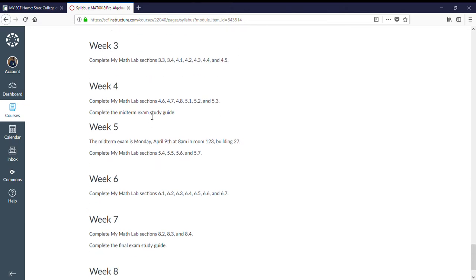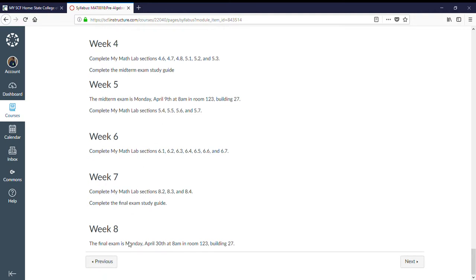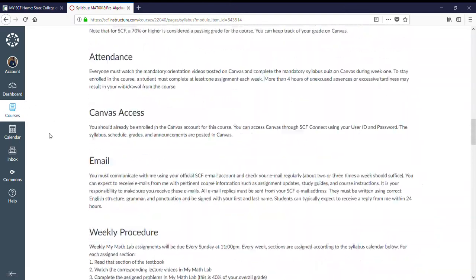The weekly schedule breaks down which sections you have to do in MyMathLab, and there's also some study guides that I made for the midterm and the final exam. You can complete those. Those aren't for a grade, they're just for your benefit. So study those study guides when it comes close to the midterm and the final exam respectively. And then they've also got the important dates for the exams on there. So let's go back to the main page.